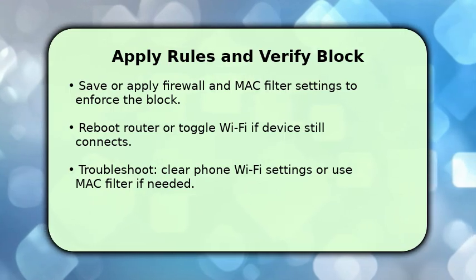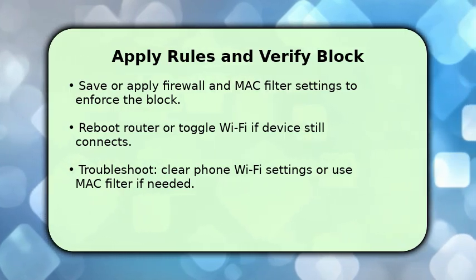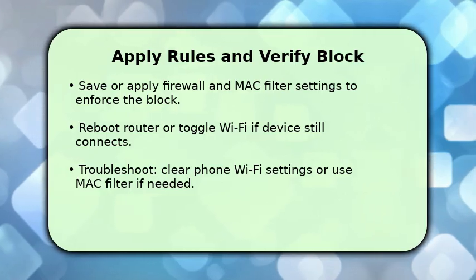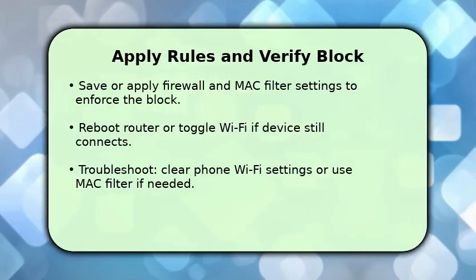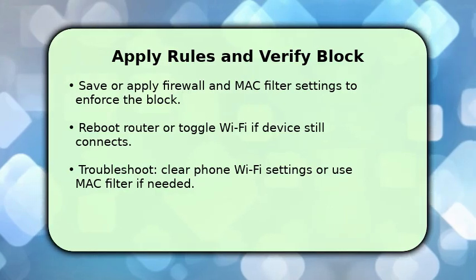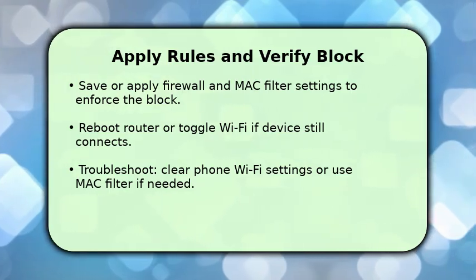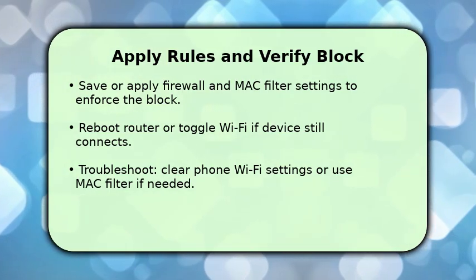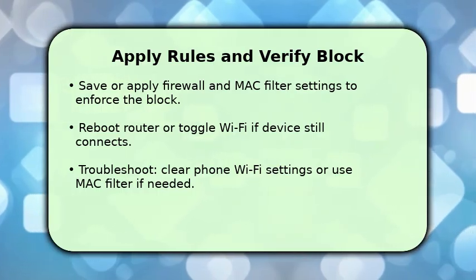If blocking fails, make sure MAC filtering is enabled. Remove any saved Wi-Fi profiles on the phone, and retry. If the phone uses a static IP or spoofed MAC, change the Wi-Fi password and reapply the blacklist to ensure the block holds.